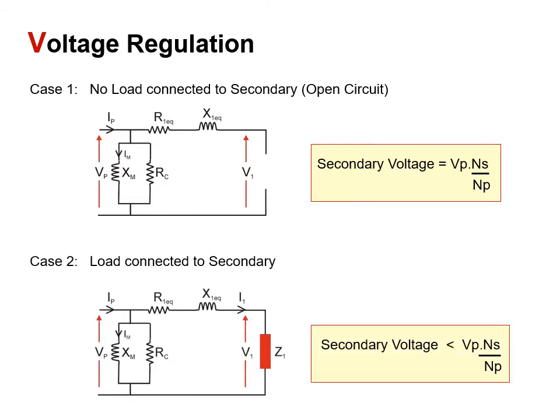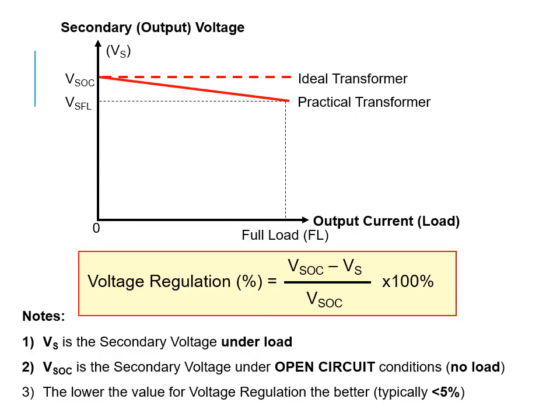And then we connect a load to the secondary, and what we can determine is that the secondary voltage must be less than Vp times Ns over Np. Why is that? Because we must draw a current and there must be some power loss. So there is a voltage drop across that resistor.